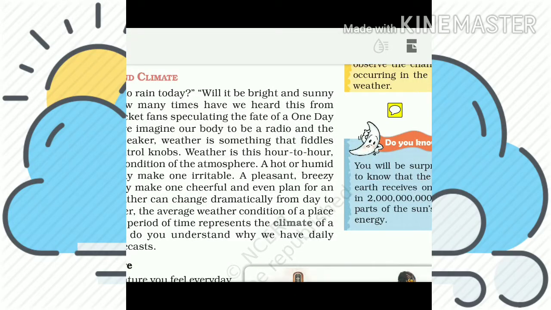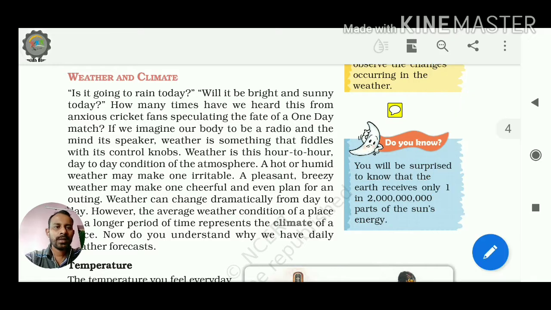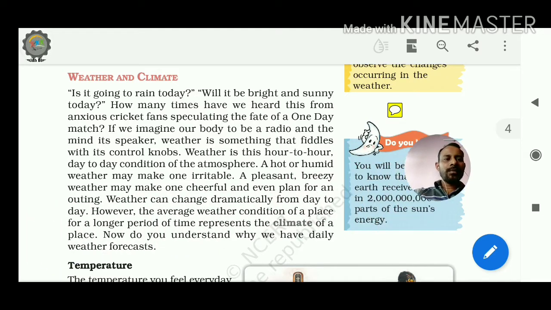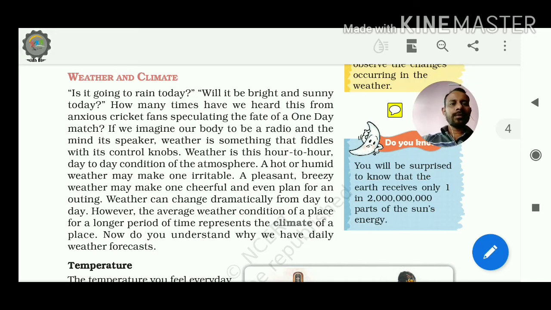So dear students, first of all we will discuss what is referred to as weather and what is the relationship between weather and climate. What is the meaning of weather? Weather means the day-to-day change, each and every moment's change found in the atmospheric condition. That is referred to as weather.